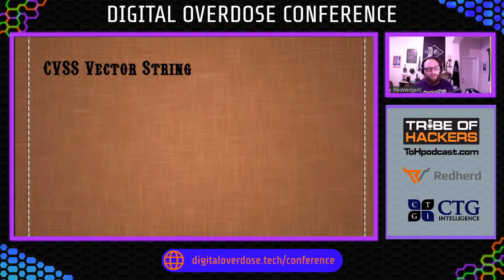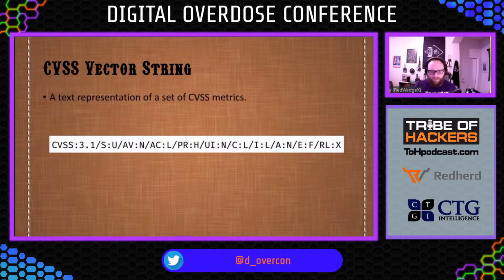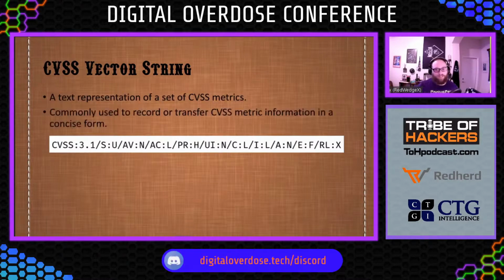So the most important part about CVSS is the CVSS vector string. So the vector string looks like this. And this is a line that tells you everything you need to know about that vulnerability, why it's bad for you, and how it can affect you more so than just that 9.8 number. Like I said, it's a text representation of the severity of the metrics. It's commonly used to record or transfer CVSS metrics in a concise form. What's cool about this is you can actually copy that entire string as it is, go to the CVSS calculator, put a pound sign at the end of the URL, paste that in, press enter, and now you've got the calculator loaded with those findings. So it's a standardized way of looking at it.